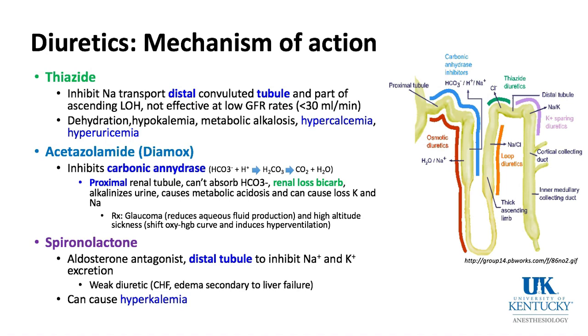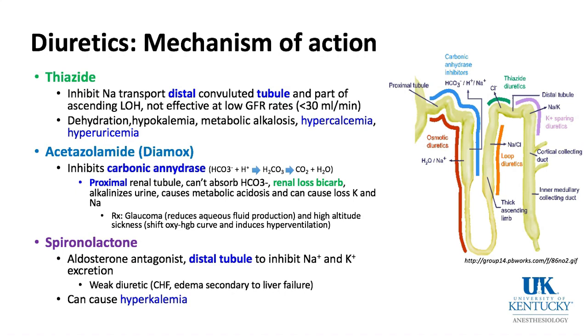And those who are going up to high altitude sometimes will take it prophylactically to help them keep hyperventilating. It induces an acidosis and allows them to continue to hyperventilate and shift the oxyhemoglobin curve favorably. So getting ready for high altitude and avoiding high altitude sickness is what a Diamox may be used for.